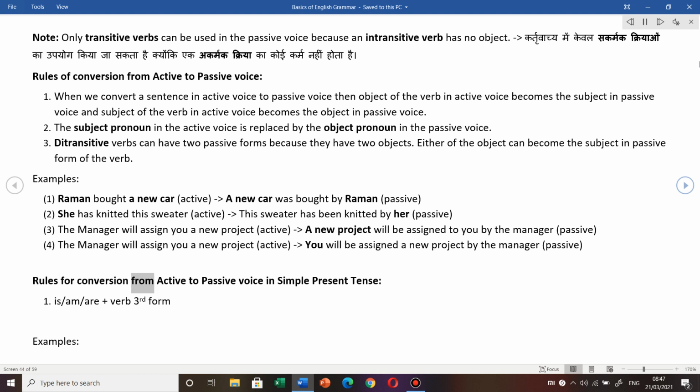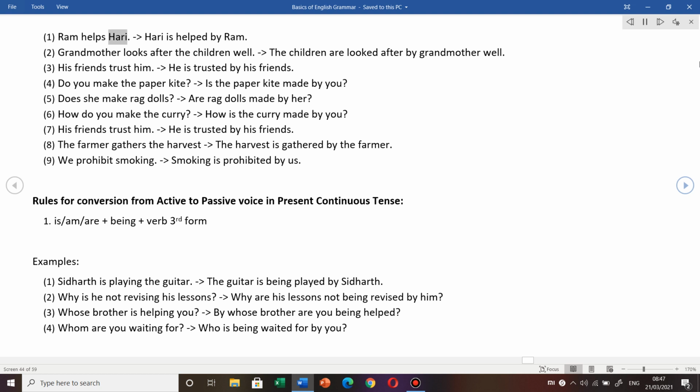Rules for conversion from active to passive voice in simple present tense. Is/am/are plus verb third form. Examples. Ram helps Hari. Hari is helped by Ram. Grandmother looks after the children well. The children are looked after by grandmother well. His friends trust him. He is trusted by his friends.